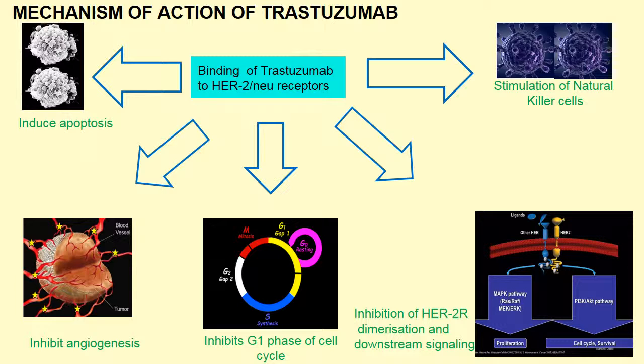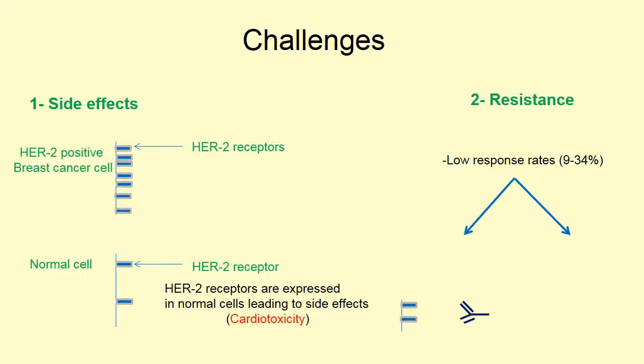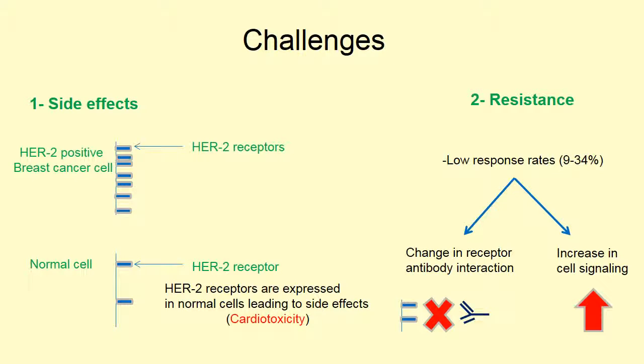There are some challenges that face trastuzumab. First is the side effects. Although HER2 receptors are overexpressed in the cancer cells, they are still expressed in the normal cells. So interfering with these receptors through trastuzumab can lead to side effects such as cardiotoxicity, which is observed with trastuzumab. On the other hand, resistance is also a main challenge faced by trastuzumab. Low response rates were found, within 9 to 34%. Resistance happens when there is a change in receptor-antibody interaction and an increase in cell signaling.